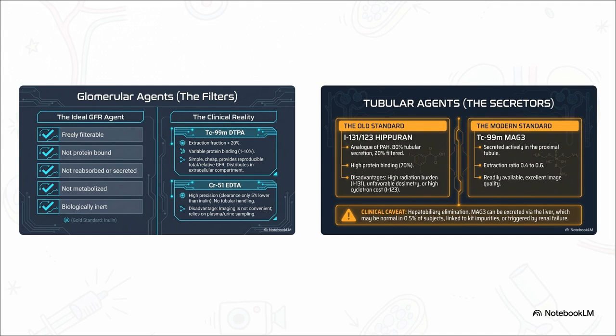But then you have TC99M MAG3, our modern standard for tubular secretion. Because it utilizes that aggressive, active pumping mechanism, it hits a much higher extraction ratio of about 0.4 to 0.6, and that gives us incredibly excellent image quality.